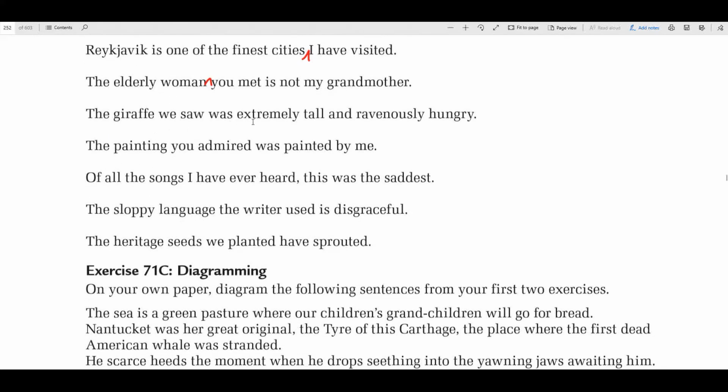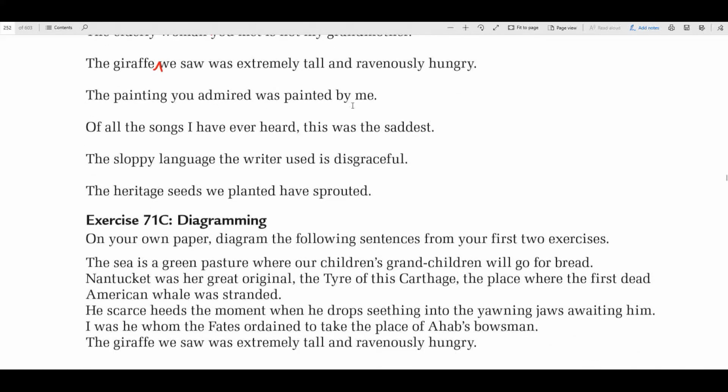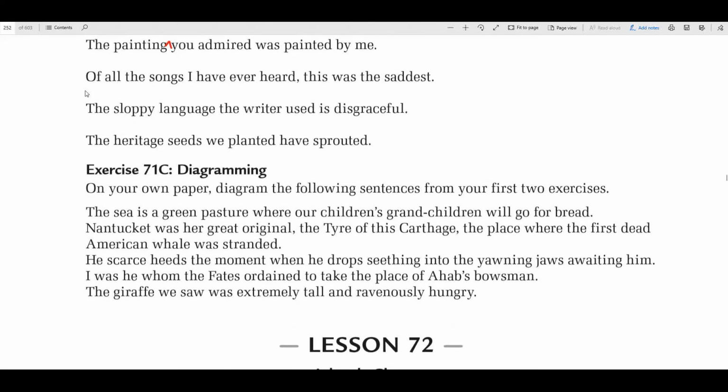The giraffe we saw was extremely tall and ravenously hungry. That or which. The painting you admired was painted by me. That or which. Of all the songs I have ever heard, this was the saddest. That, or I guess which.